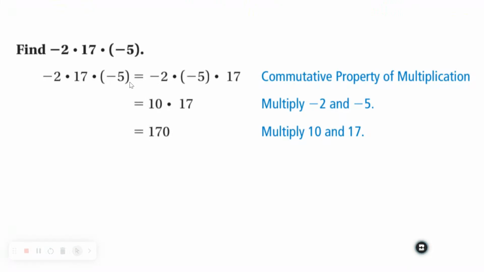If switching the order of the problem makes you nervous, then you don't have to. You can just start with -2 times 17. You're all capable of doing that. But I want you to understand that you can switch it if you want to.